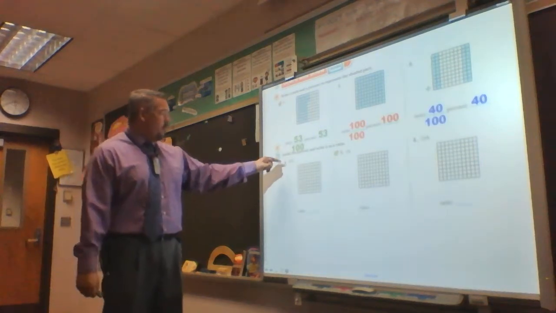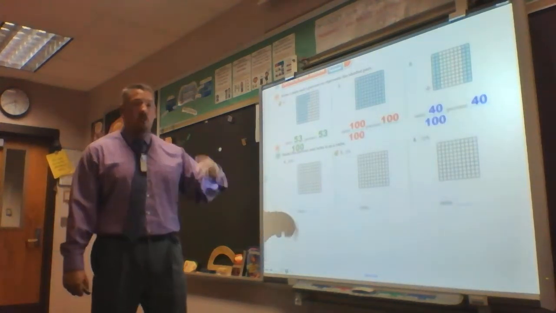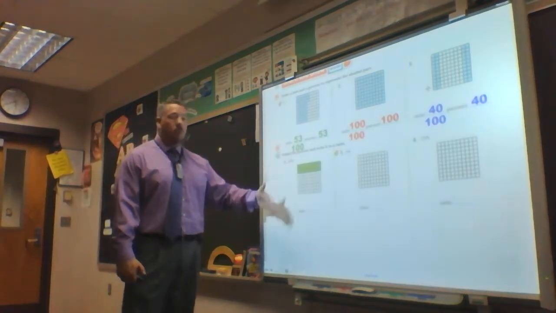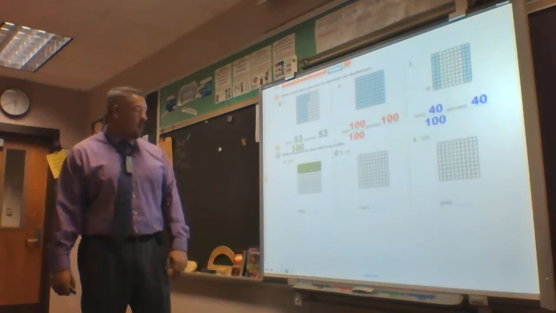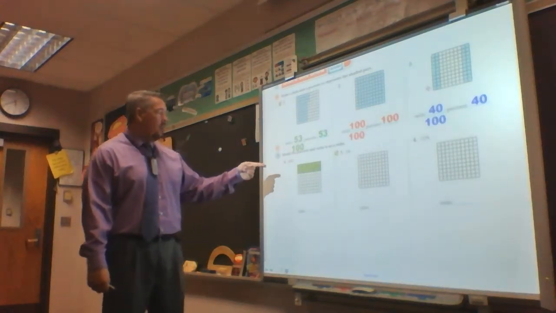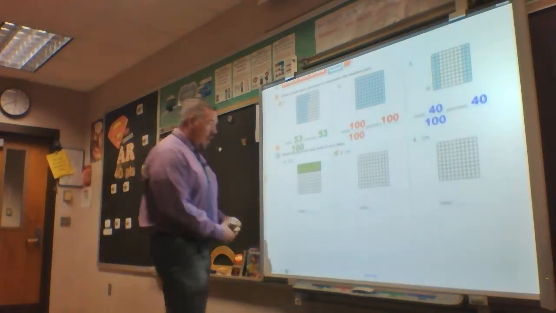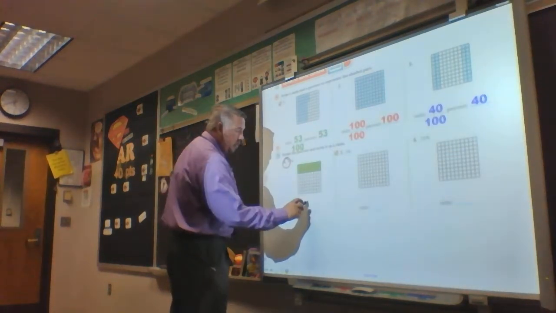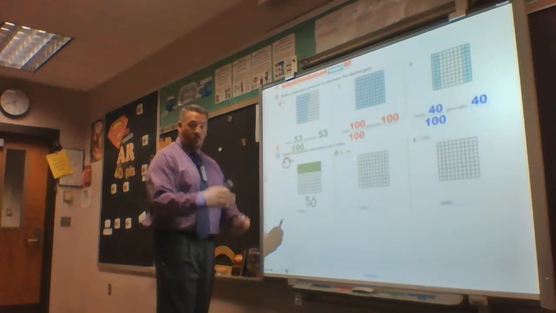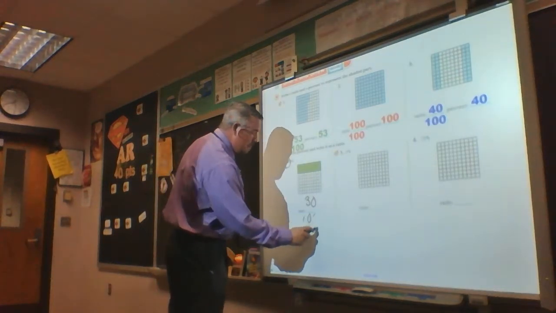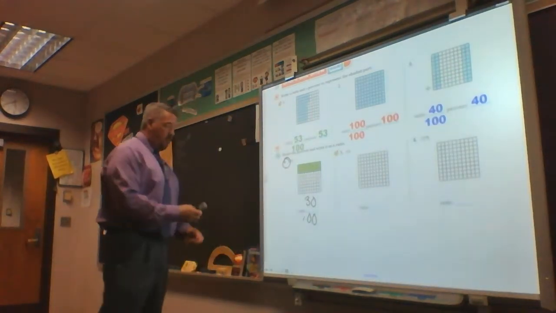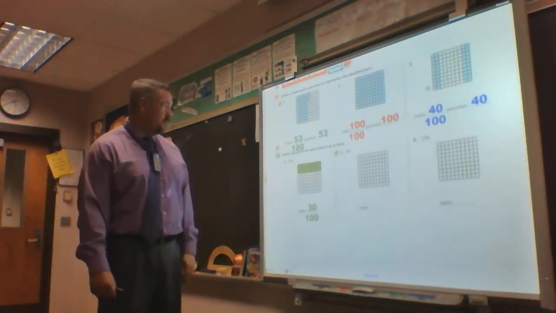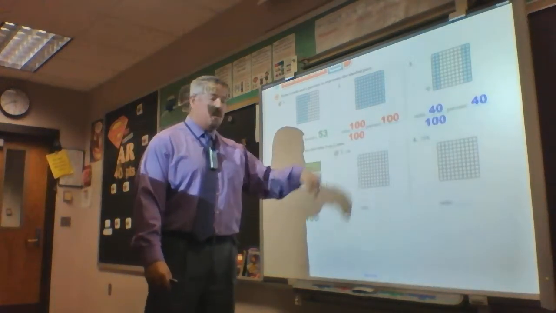So when I have 30%, I know I have 3 groups of 10. So I have to fill in 3 groups of 10. And then when I write it as a ratio, I know I'm going to take my percent, I'm going to put it over, so my percent is 30, I'm going to put it over the 100. So I know that 30% is the same thing as 30 100ths.